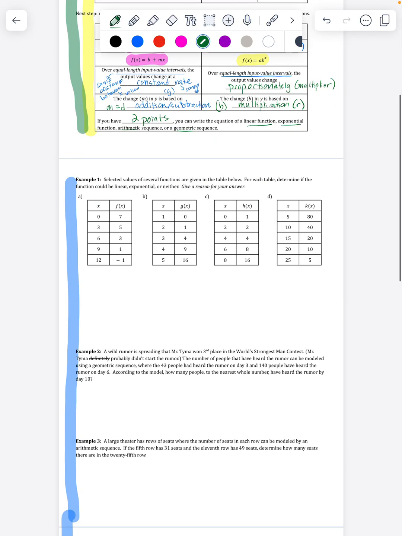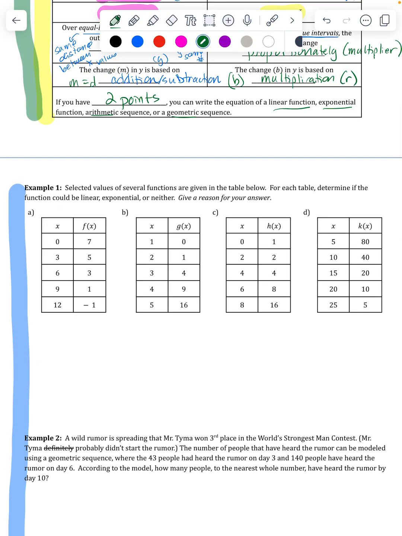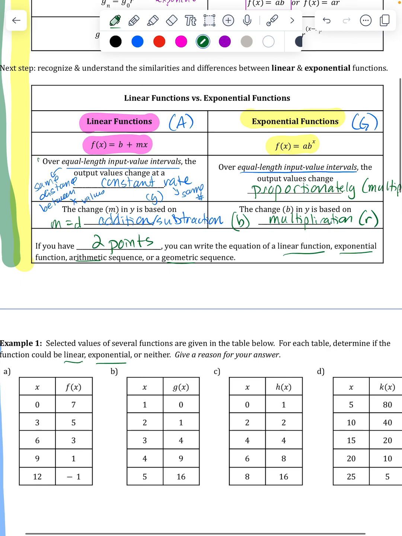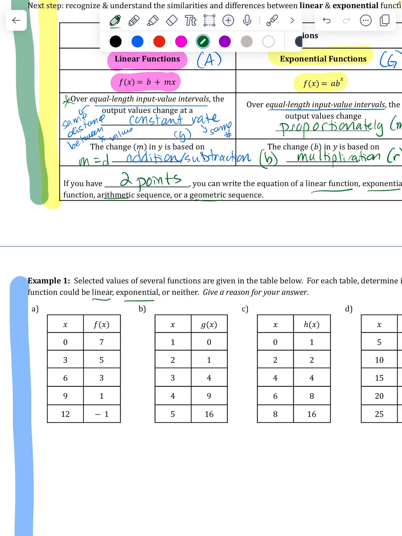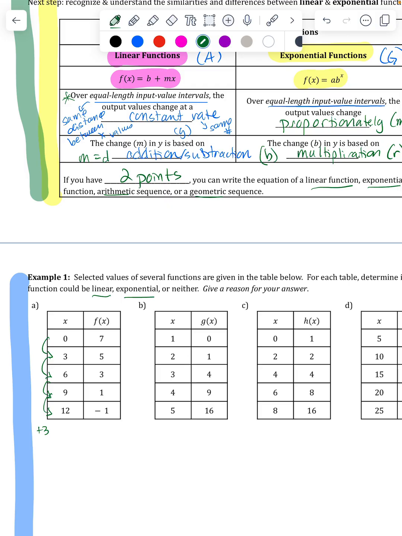Tables. We have done tables before. It says select values of several functions are given. For each table, determine if it could be linear, exponential. Okay, they are not asking arithmetic or geometric, but they could be. Now, we have to make sure before we start that we meet this condition that over equal length input value intervals, all that means is that your x's are changing by the same amount, because if they're not, you can't apply this process, and they are. So I'm just looking at that saying, yep, these are equal intervals.